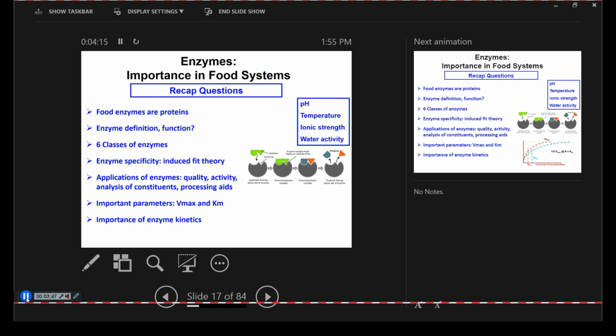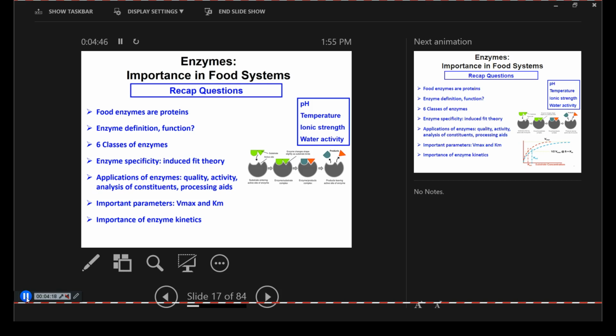So we talked about different applications of enzymes, and we talked about applications related to quality, to activity, and to analysis of constituents, and as processing aids. Can you recall some of the examples for enzyme applications in food? Try to recall without looking at your notes, and I'm sure you know without looking at your notes.